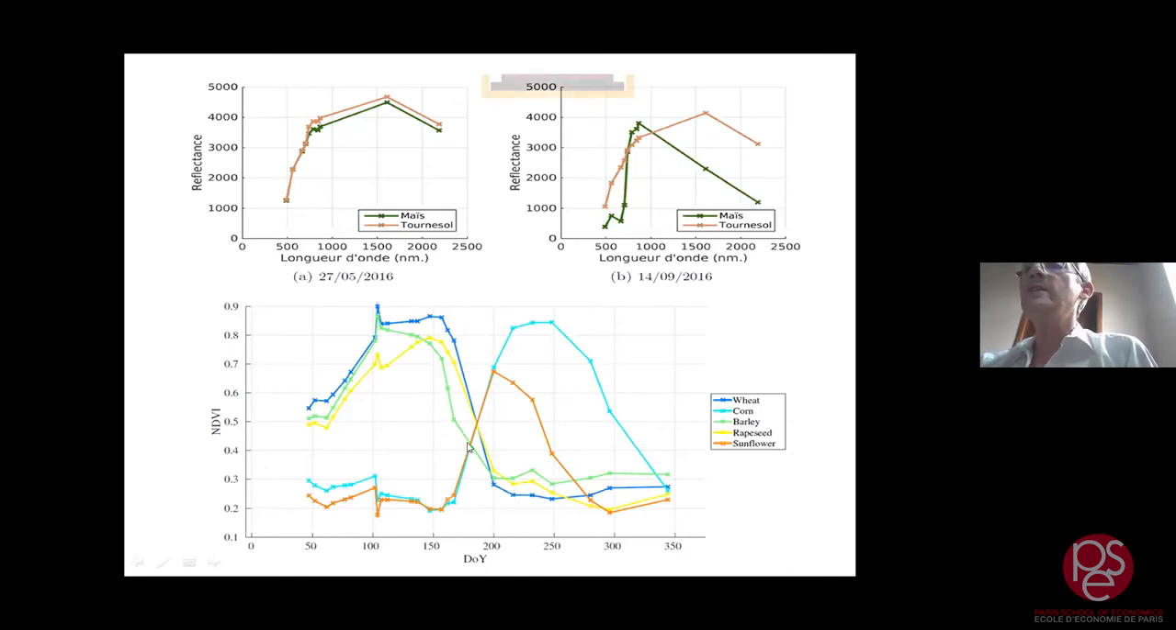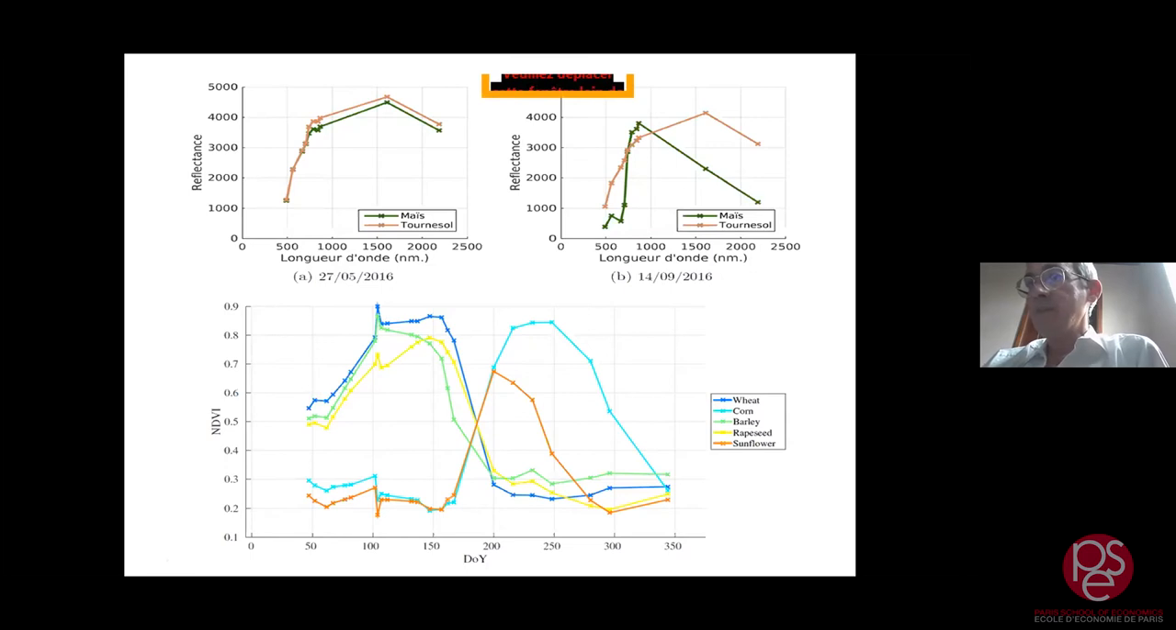So if I just have a measurement on this day, the day number 180 of the year, I don't know exactly when this is, maybe the end of June or beginning of June. At this date, I will not be able to distinguish these different crops. So if I may access, due to some high temporal resolution satellites, the whole year annual cycle, I will have more chance to produce a more reliable land cover map.